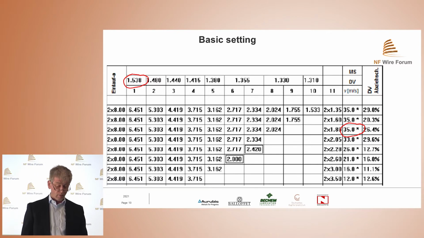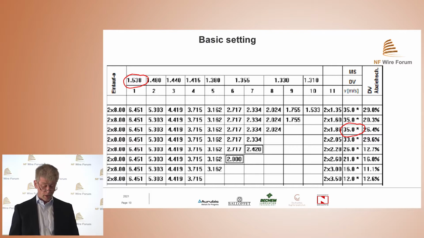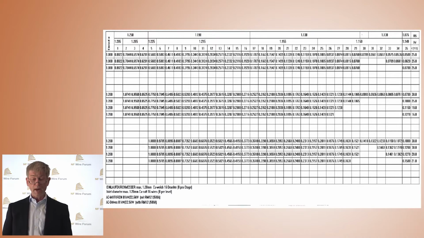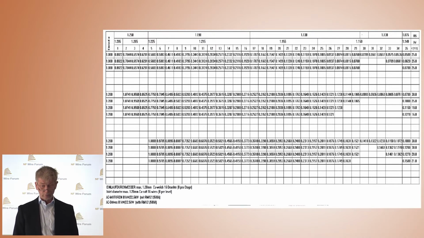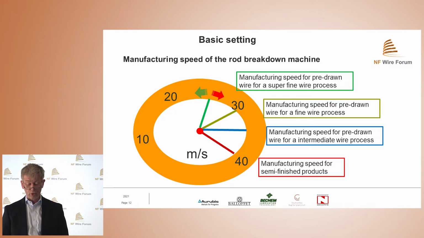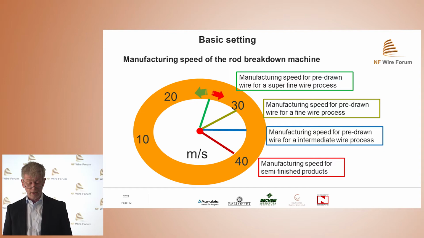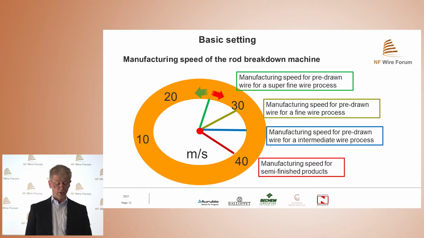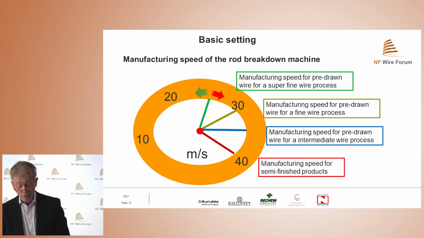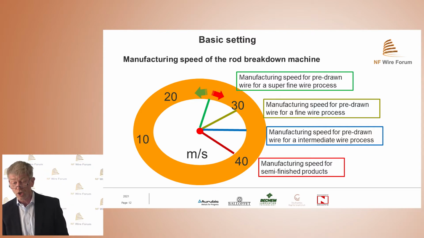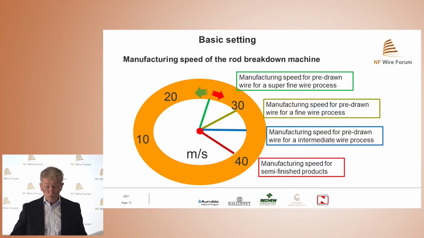Settings like wire elongation, speed and so on, we will find in the drawing die table which is created by the machine supplier. Typical speeds for the rod breakdown process are shown on this chart, and we see that the speed for the pre-drawn wire for the fine wire process is much slower than the speed for other products with the same diameter.